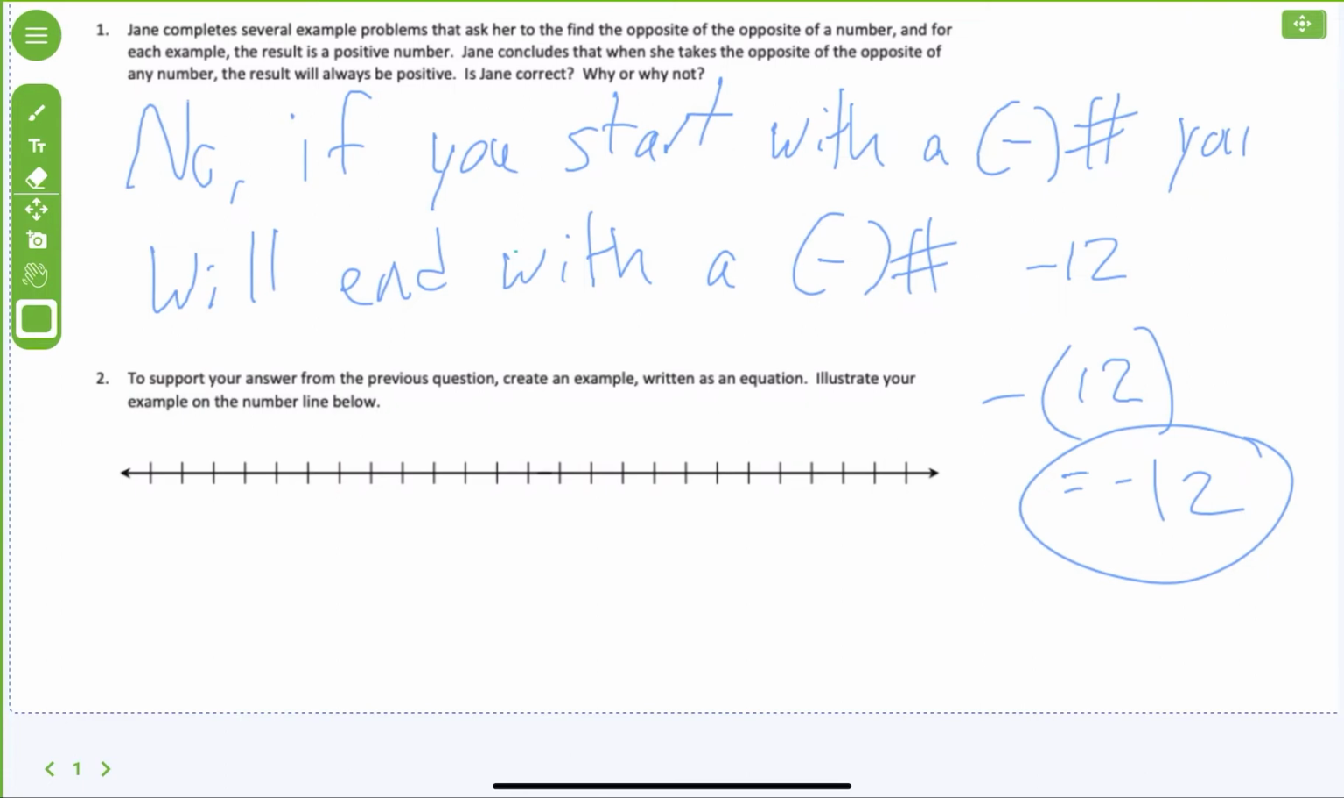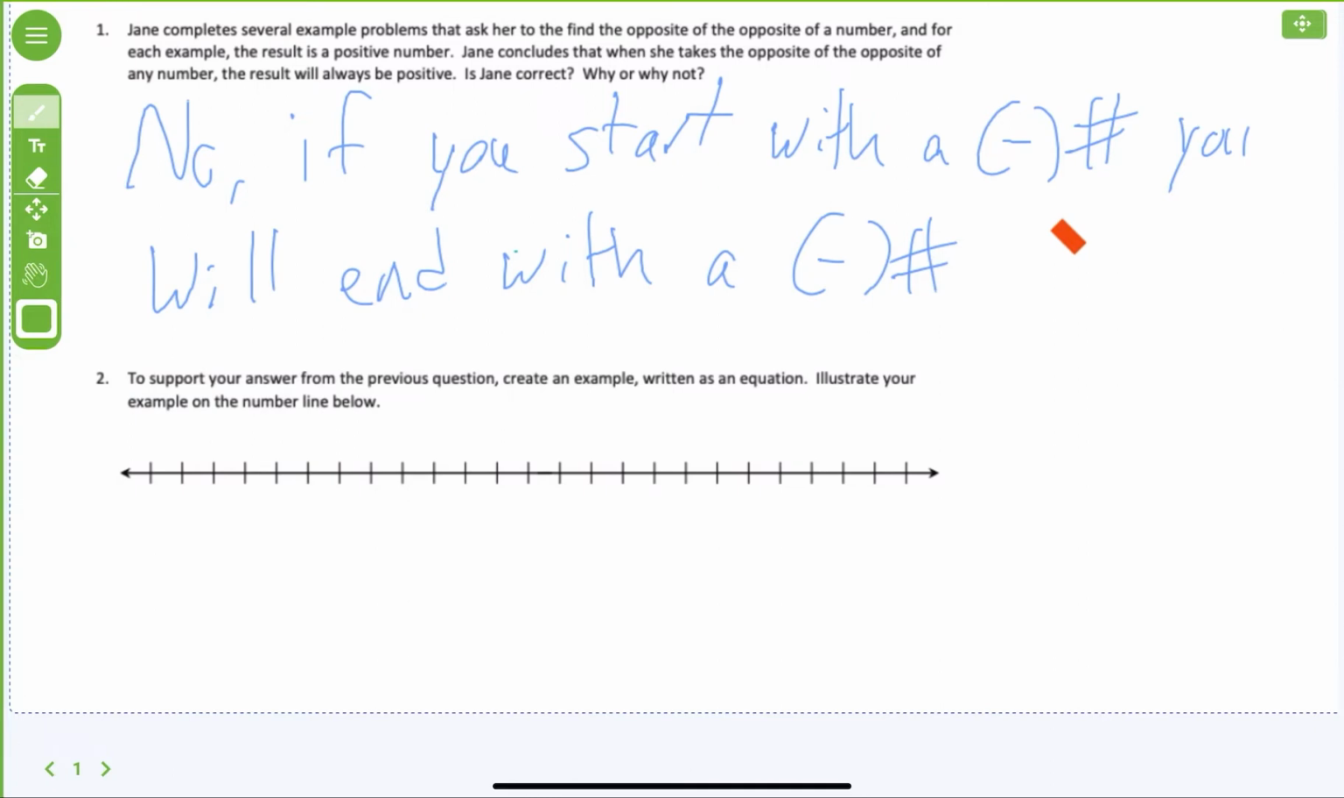All right, number 2 says, to support the answer from the previous question, create an example written as an equation. Illustrate your example on the number line below. So we're going to have to write this in the form of an equation. All right, let me erase this over here. Now, so we're finding the opposite of a number. So in support of the previous answer.